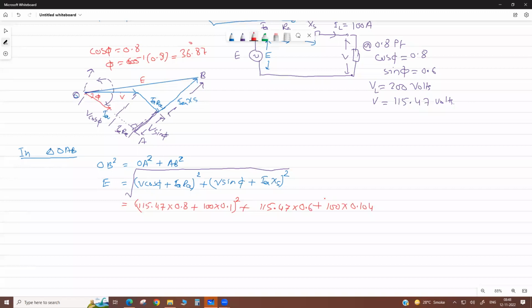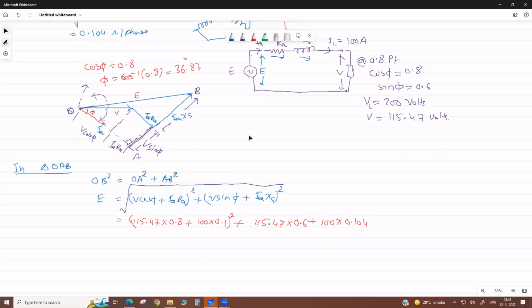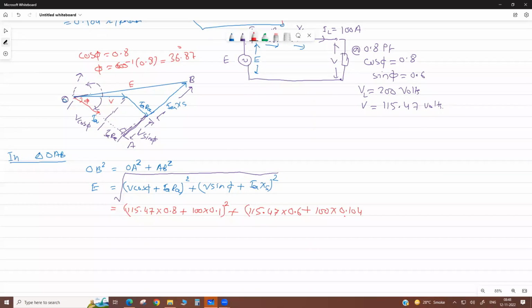Correct, no? This square also, and the root of this. So he is only asking for this E. But you can also calculate the voltage regulation. Now see, this will come 115 into 0.8, 92, plus it is 100 into 0.1, that is 10, plus 10 also.